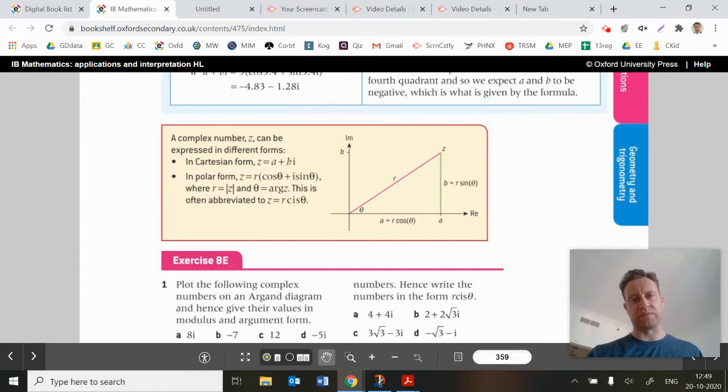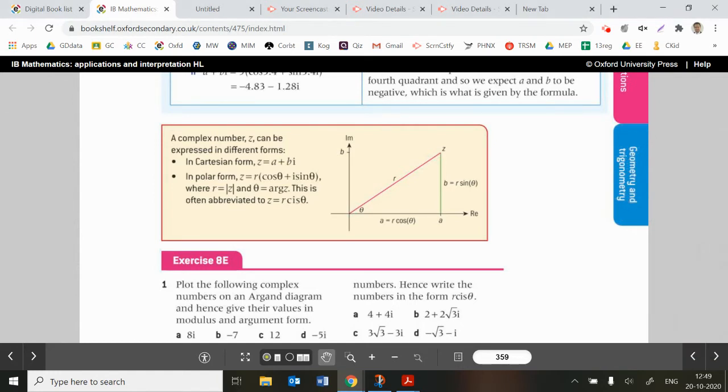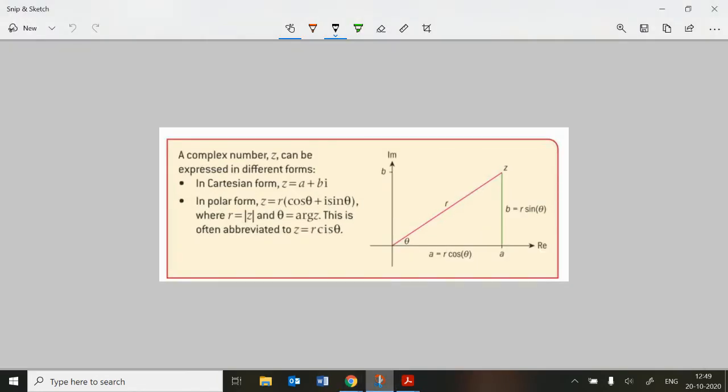And so polar form comes from this diagram here. And for that, you also need to know about the modulus of your complex number and also the argument of your complex number as well. So we'll talk about those things before going into the two example questions. Okay, so this bit before 8E, this is an important box here.